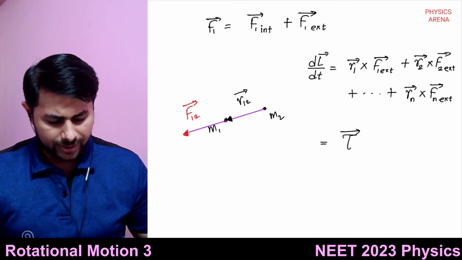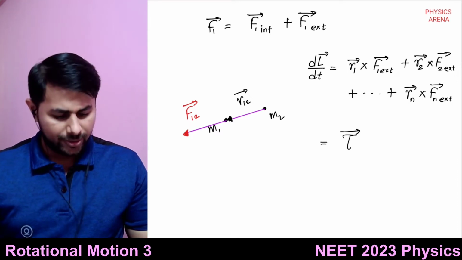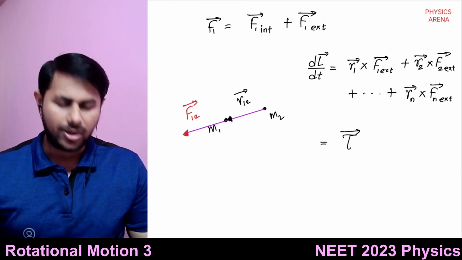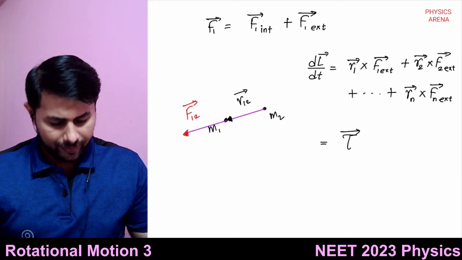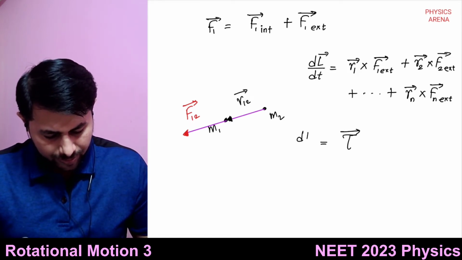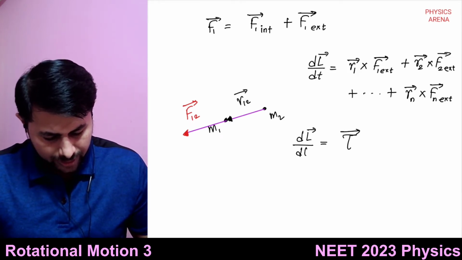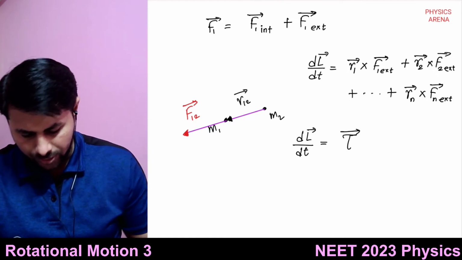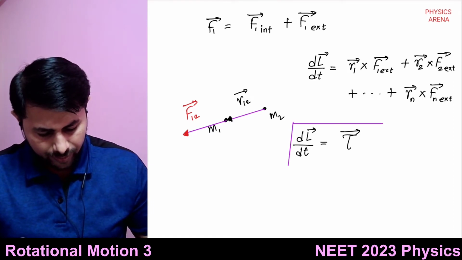So tau bar is tau 1 bar, tau 2 bar, tau 3 bar, so on and so forth up to tau n bar, right? So the rate of change of angular momentum of a body is equal to what? The total torque acting on the body.